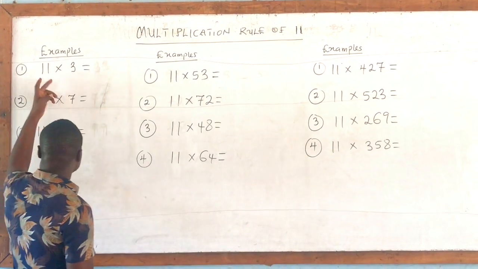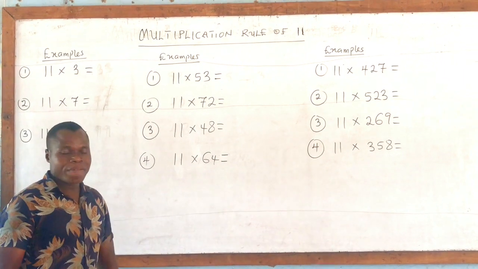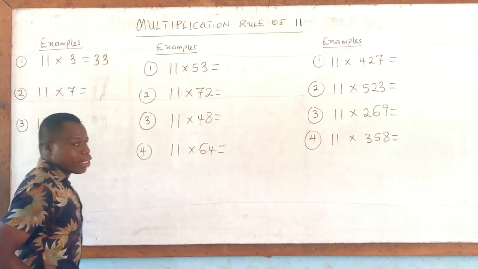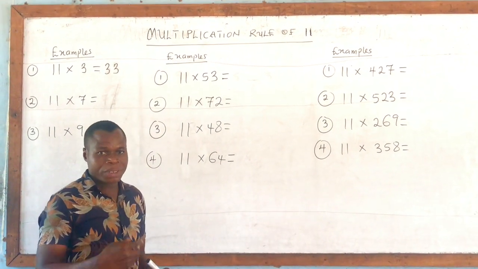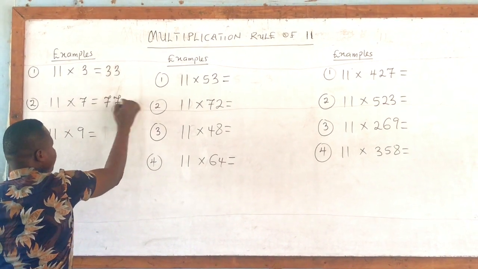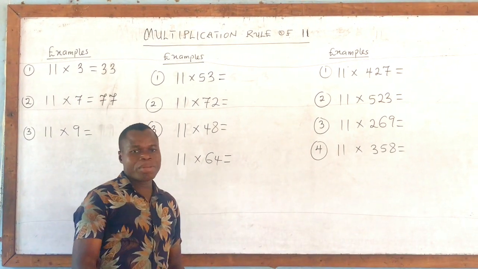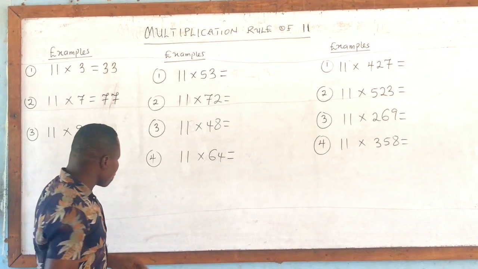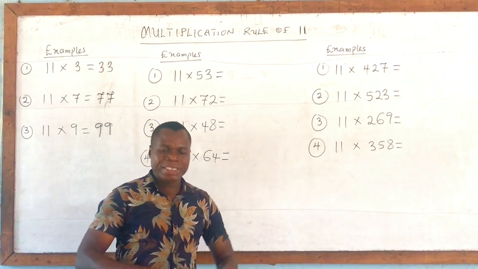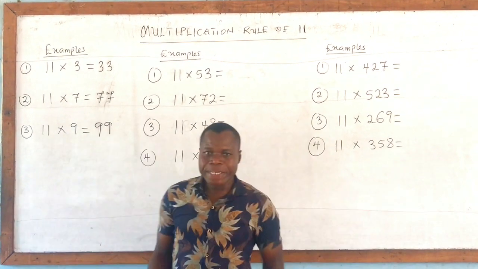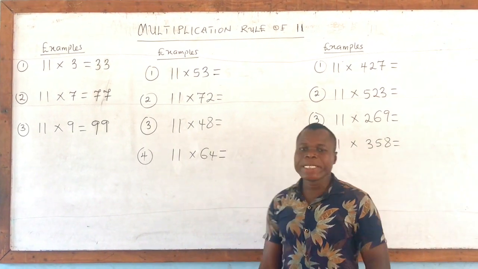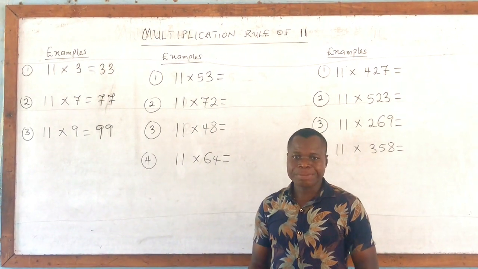For example, 11 times 3. 11 times 3 means you write 3 and write another 3. That will give you 33. 11 times 7, I'll write 7 and repeat 7, meaning 11 times 7 is 77. 11 times 9, I'll write 9 and repeat 9, and that will be 99. This is very simple. Let's now look at when you are multiplying a two-digit number by 11.